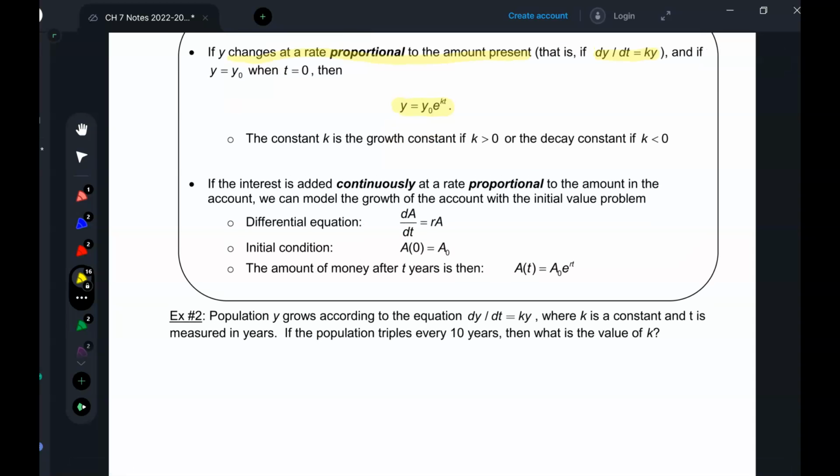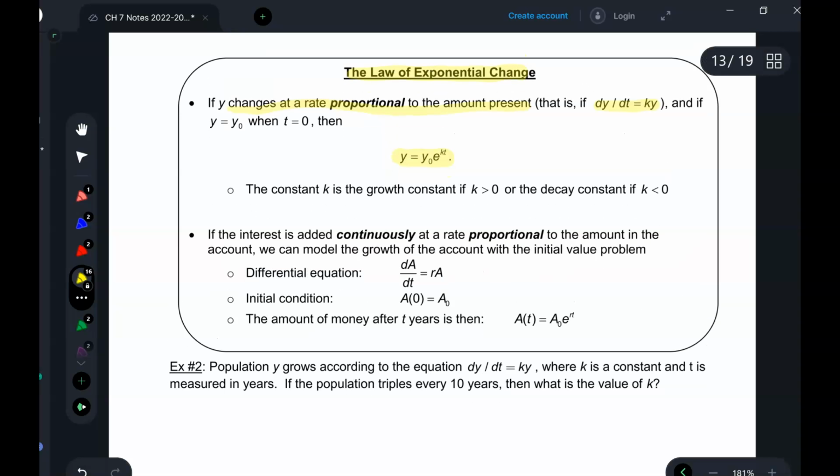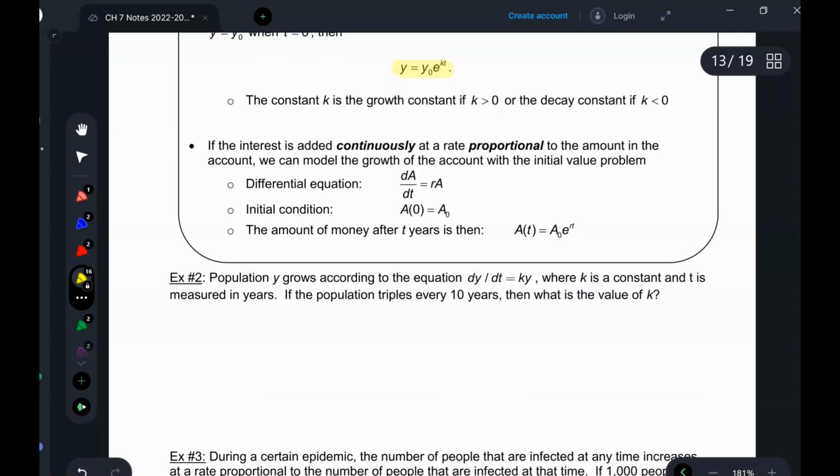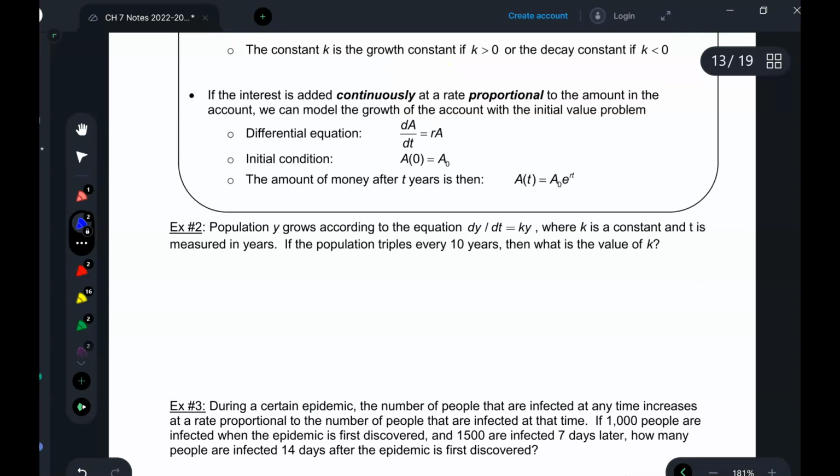Okay, we also have it with money, but we never really do much in AP class with money or loans or things like that. It's almost always like a bacteria growth or population growth, and that's why I like to stick with y equals y naught e to the kt. Okay, population grows according to the equation dy/dt equals ky, where k is a constant and t is measured in years. If the population triples every 10 years, what is the value of k?